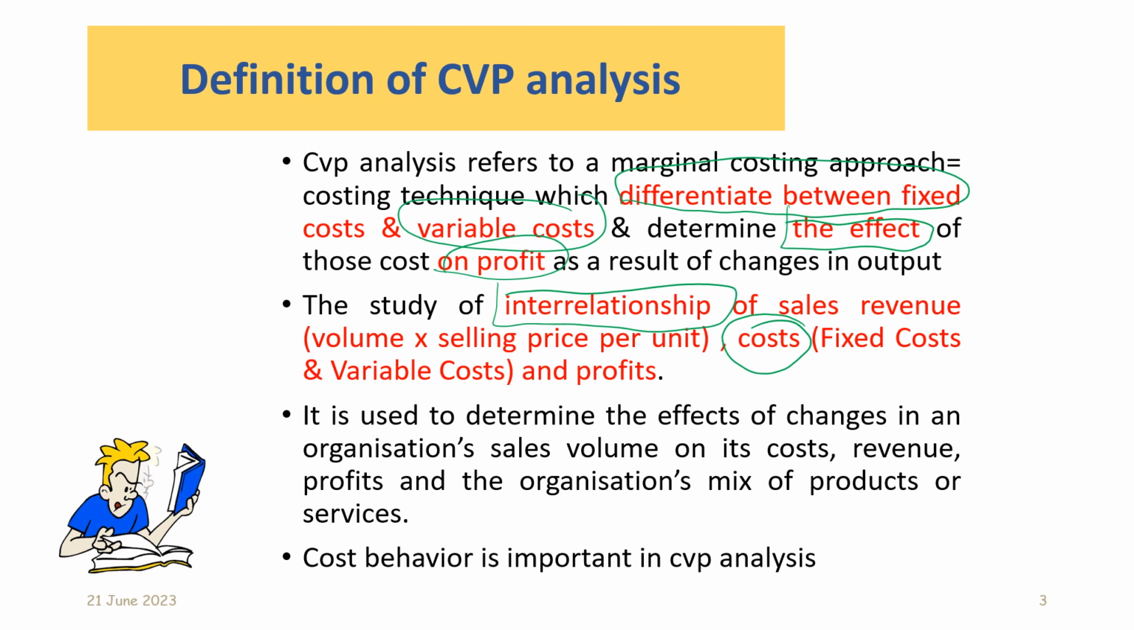Alright, CVP analysis is used to determine the effect of changes in an organization's sales volume on its cost, revenue, profit, and the organization's mix of products or services. So cost behavior is important in CVP analysis. Under CVP, actually cost item we can classify in terms of several classifications. One of it is based on cost behavior. Under cost behavior, business can classify cost items into either variable cost, fixed cost, mixed cost, or step cost. But under CVP analysis, we concentrate on fixed cost and variable cost only.